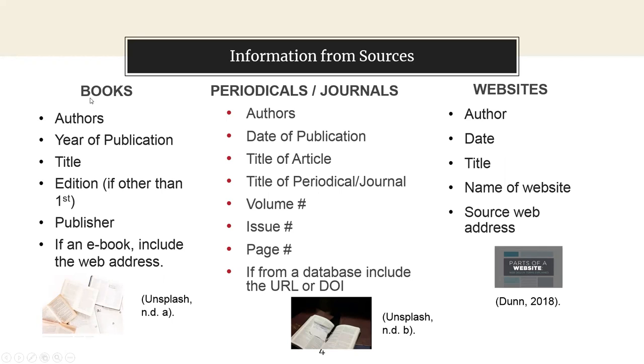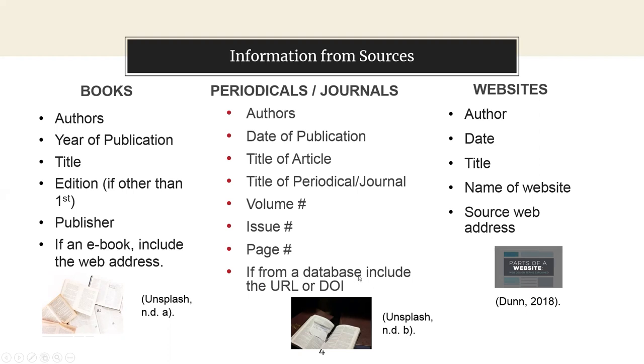So for example, under books, you're looking for an edition statement other than the first edition. And you're looking for publisher information. And if it's an ebook, you're going to include a website address or the address of the ebook as part of your reference. Now, under journals, once you find the author, the date of publication, and the title of the article, then you're looking for the journal information. Okay, so you've got the title, you're looking for the title of the journal itself, as well as the volume, issue, and page number.